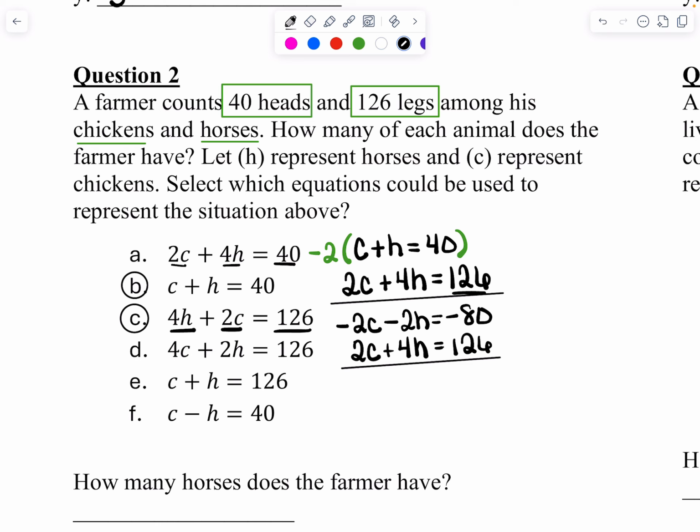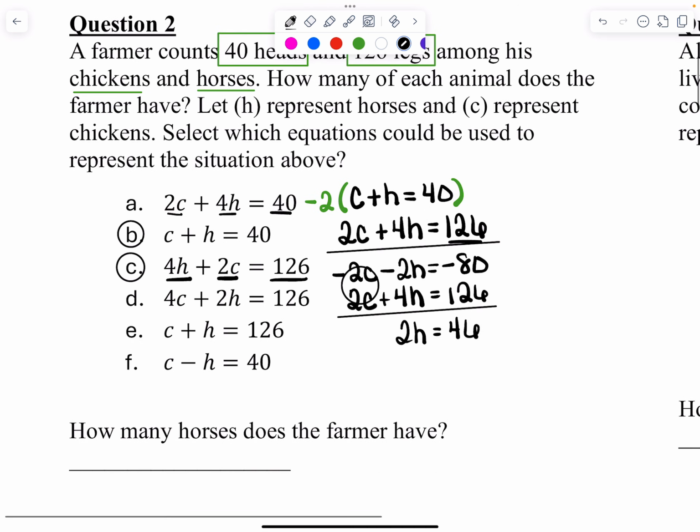So -2C plus 2C, that eliminates. -2H plus 4H gives me 2H. And -80 plus 126 gives me 46. Divide both sides by 2. And I get H equals 23. So how many horses does he have? He has 23 horses.